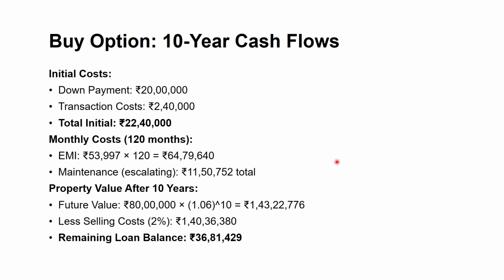Starting value of 80 lakh grows at 6% annually, reaching 1.43 crores after 10 years. So, after 10 years, after deducting 2% selling cost, net proceeds are around 1.4 crores. However, we still owe money on the mortgage. After 10 years of payment, our remaining loan balance is approximately 36.8 lakhs. This balance must be subtracted from sale proceeds to determine our net equity position.